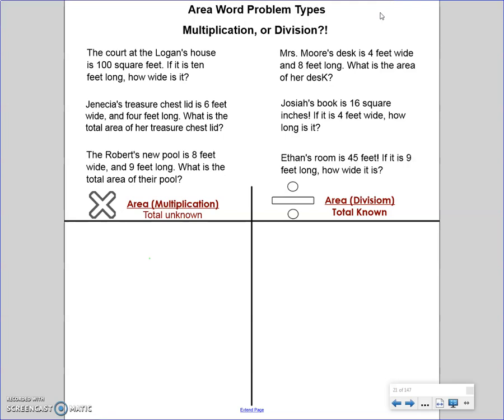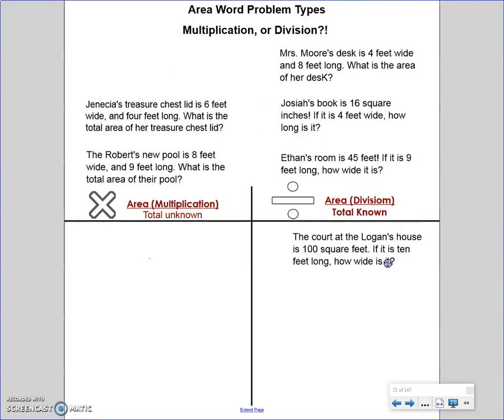So let's take a look at these problems and decide if they're area multiplication or area division. The court at Logan's house is 100 square feet. If it's 10 feet long, how wide is it? Well, I notice right away that I know the total area, 100 square feet, and I'm trying to find how wide it is. Since I know the total, I know that this is an area division problem.